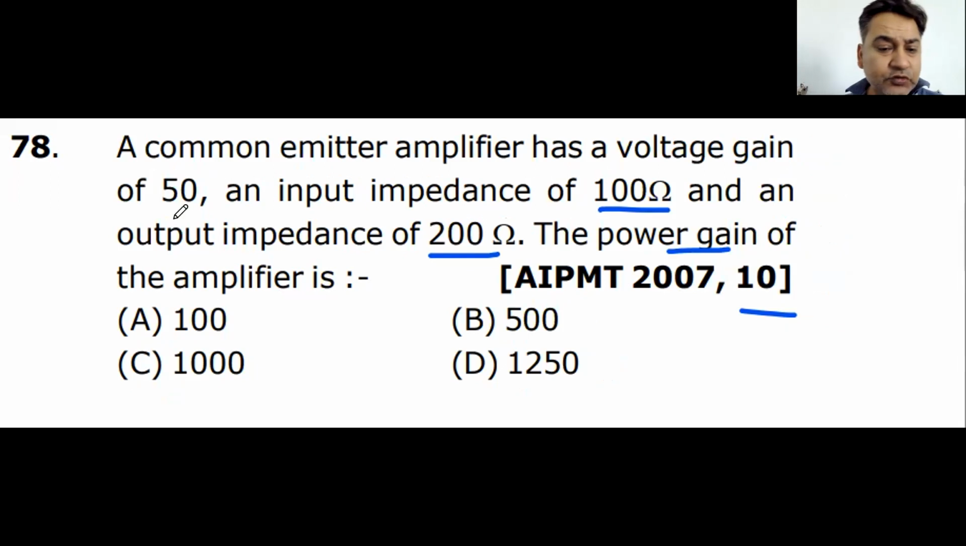What are the formulas that we have to use? Po by Pi. Po by Pi. Well done. Is output power given to you? No. Is input power given to you? No. Is output resistance given to you? Yes. Is input resistance given to you? Yes. Is the current gain given to you? No. Is the voltage gain given to you? Yes. Put all these things together and you will have the answer.